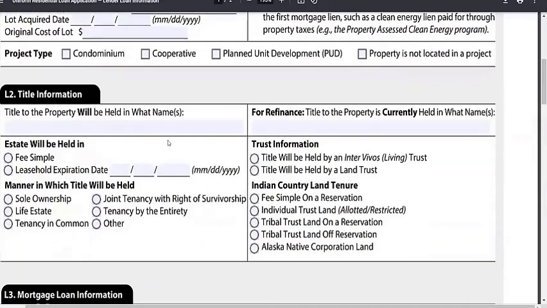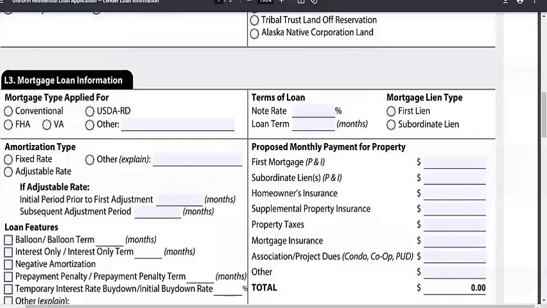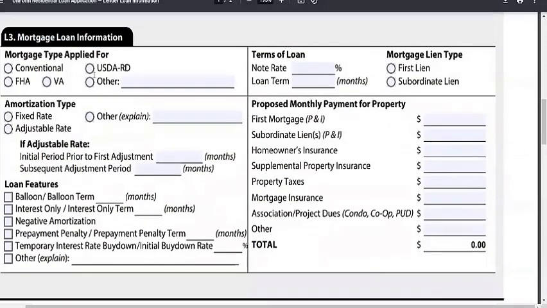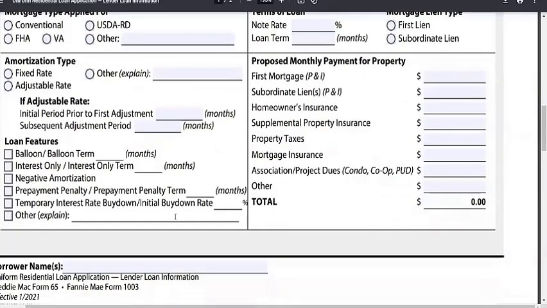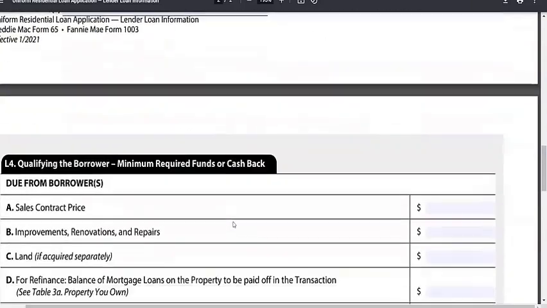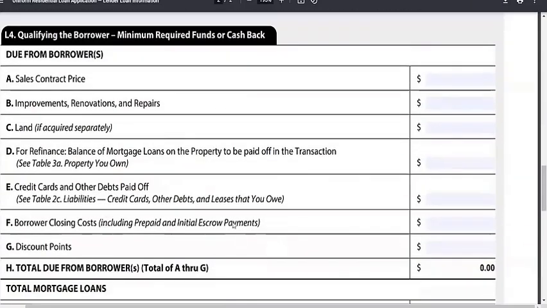And then title information, and then the mortgage loan information. That was the very first section in the previous 1003, right? In the old 1003, conventional, USDA, FHA, then terms of the loan, mortgage amount, this has all been given to the lender's responsibility. Now it's the lender's responsibility, right? How they are going to fill this information, right? Due from borrower, sales contract, improvements, renovations, qualifying the borrower, minimum required funds, so this is the cash to close information, the details of transaction, remember.